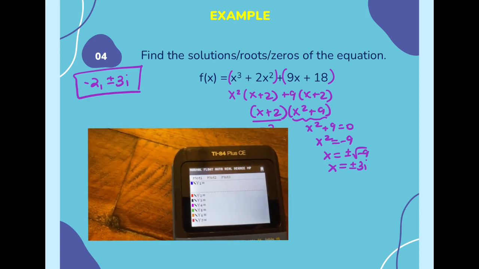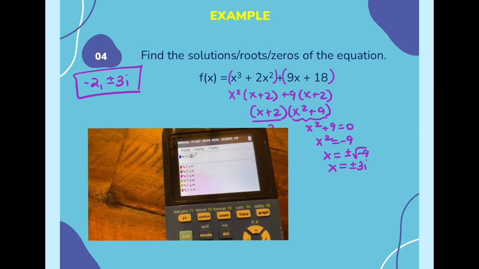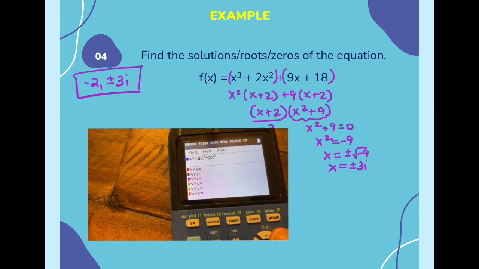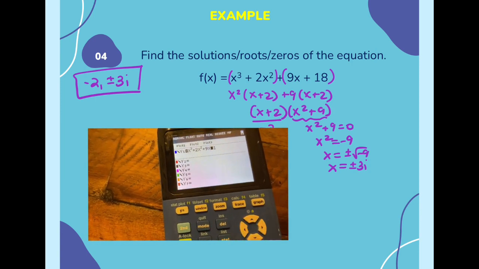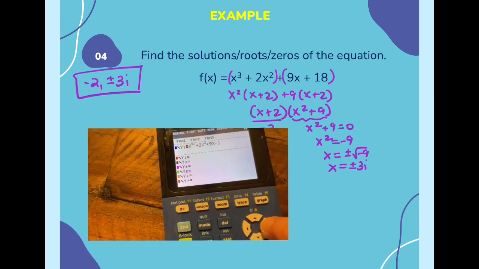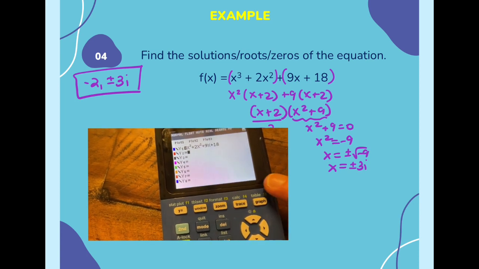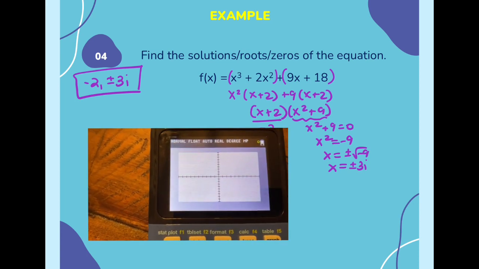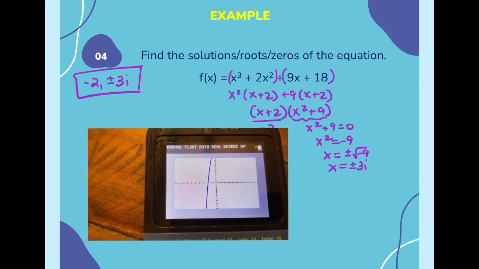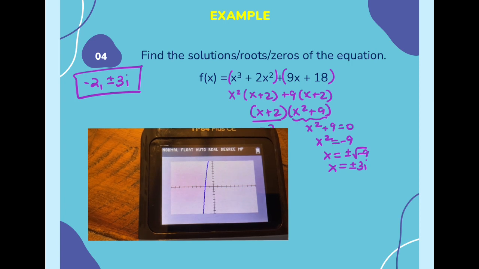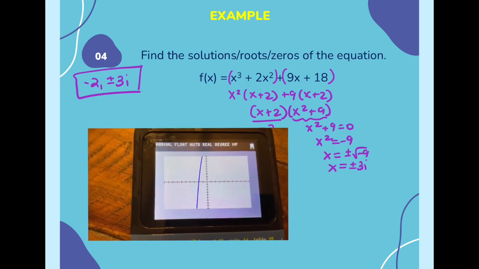So we're going to type in our equation, x to the third plus 2x squared plus 9x plus 18. And graph. So from our graphing utility, we see that it crosses through at negative 2 and only negative 2, which is consistent with the other ones being imaginary.